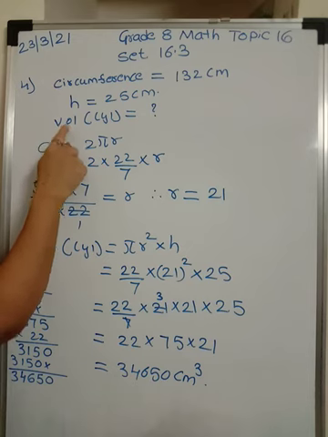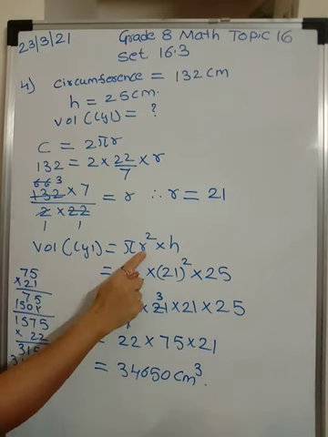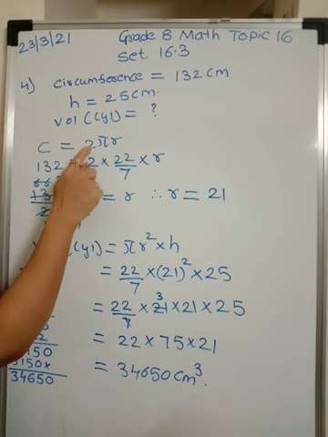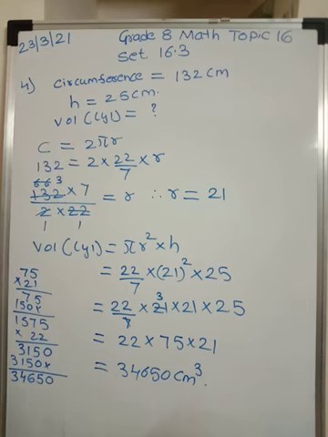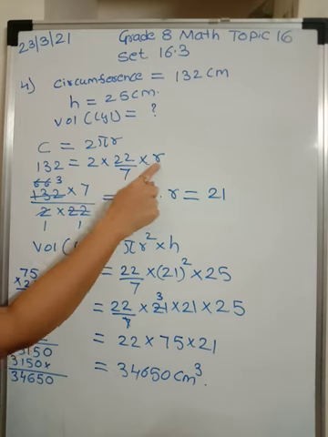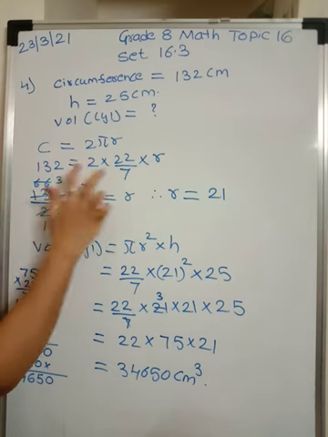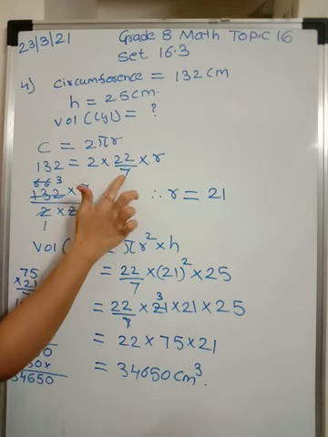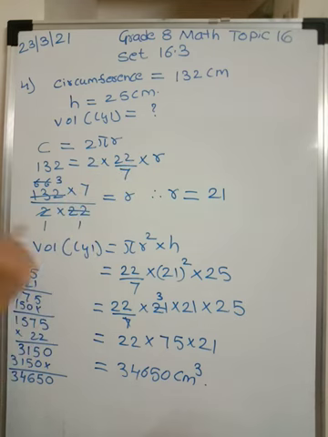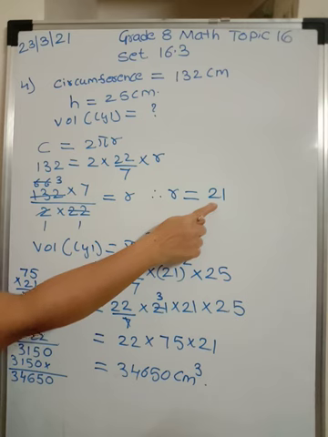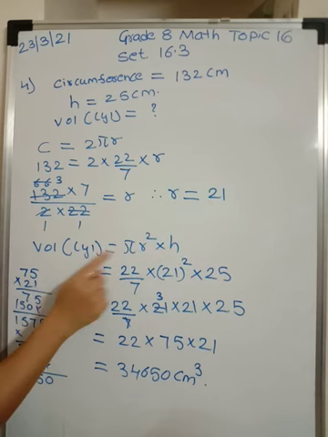To find volume, if you look at volume of cylinder, we need radius and height. Height is there but radius is not there. So how to find radius? With the help of circumference. Circumference is 2 pi r. So substitute 132 is 2 into 22 by 7 into r. r I am keeping at this side and these two quantities I am shifting. So what is in numerator will go to denominator and denominator will go to numerator. 2 ones are 2, 2 sixty-sixes are 66, 22 ones are 22, 3s are 66, 3 sevens are 21. Your radius is 21.